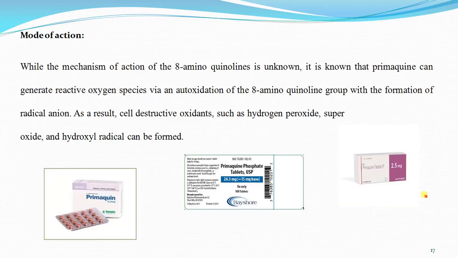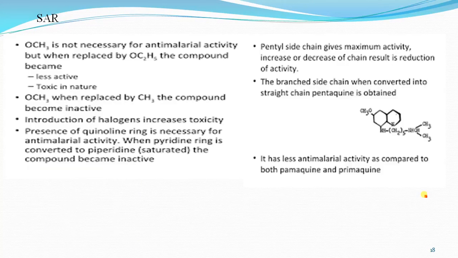The mechanism of action of the 8-aminoquinolines: they can generate reactive oxygen species via autooxidation of the 8-amino group, and the formation of a radical anion at the 8-amino group has been proposed. As a result, cell destructive oxidants such as hydrogen peroxide, superoxide, and hydroxyl radical can form, leading to oxidative damage to critical cellular components. So this is in short the mechanism of action of 8-aminoquinolines.